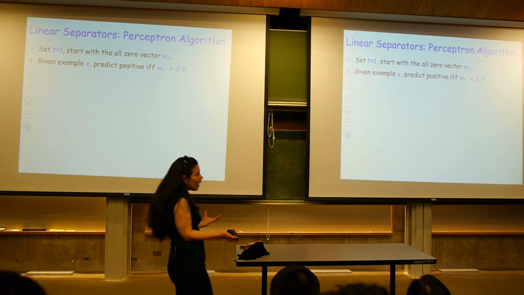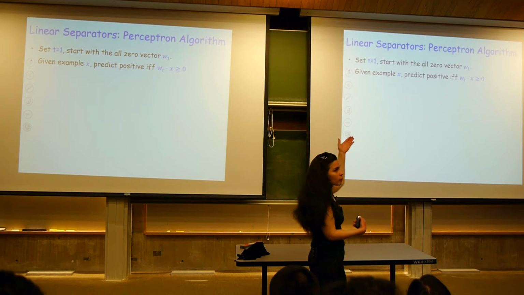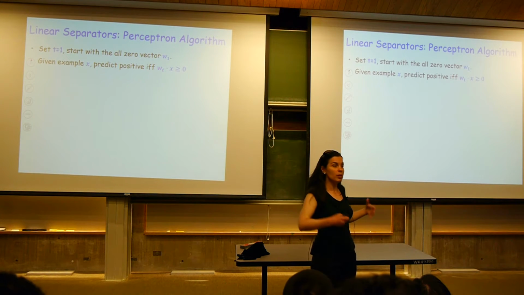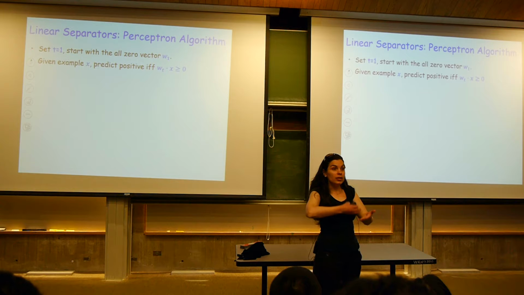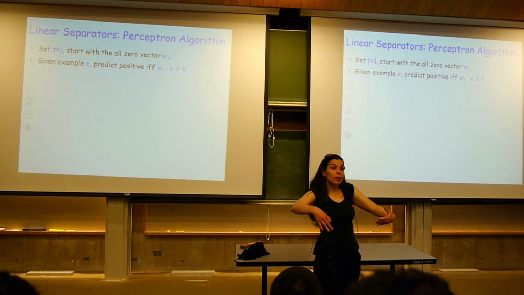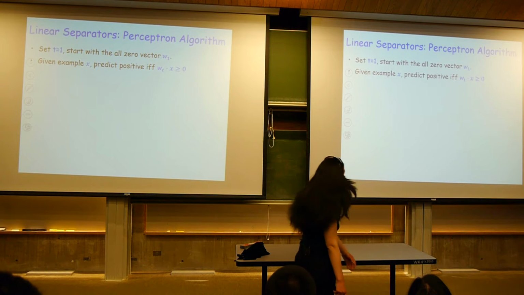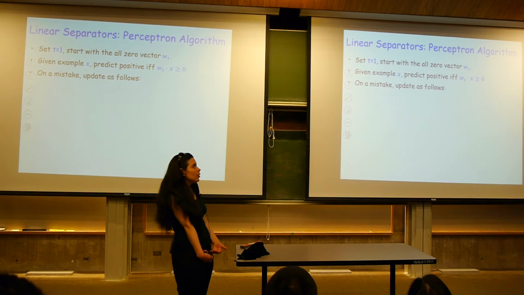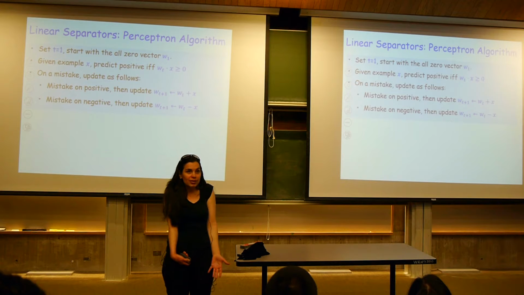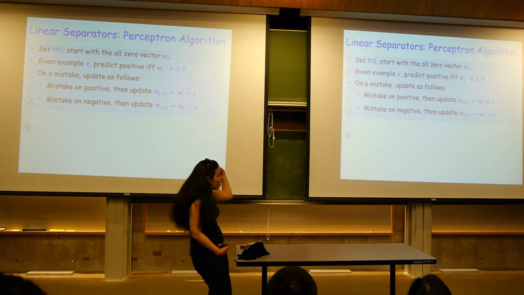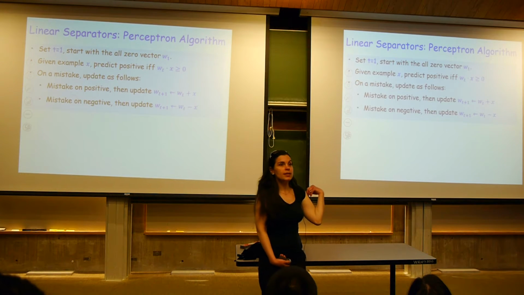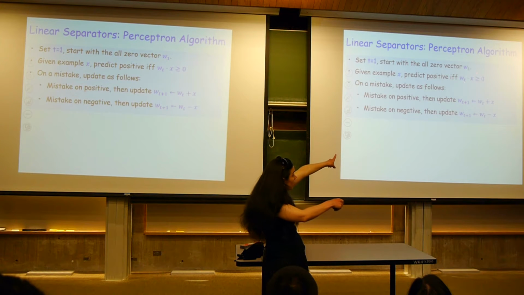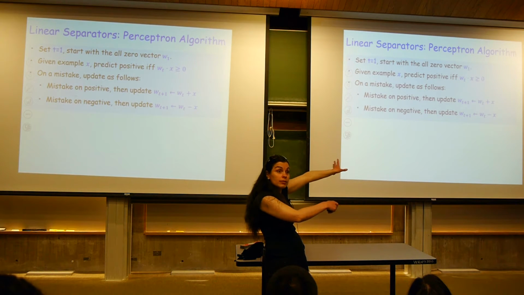Okay, so given an example x, I'm going to use my current guess for the target to predict. I'm going to predict positive if and only if the dot product between wt and my current example x is positive. Now on a mistake, I do the simplest update we can think about. If we make a mistake on a positive example, that means the dot product between wt and x was negative.